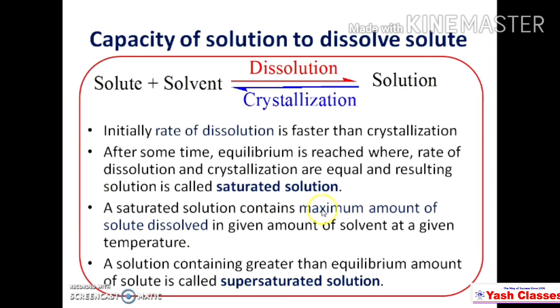In other words, the saturated solution contains the maximum amount of solute at a specific temperature, whereas a solution containing greater than the equilibrium amount of solute is called a supersaturated solution. A supersaturated solution always contains a greater quantity of solute than a saturated solution. So these two terms are very important. What is the meaning of saturated solution and supersaturated solution?